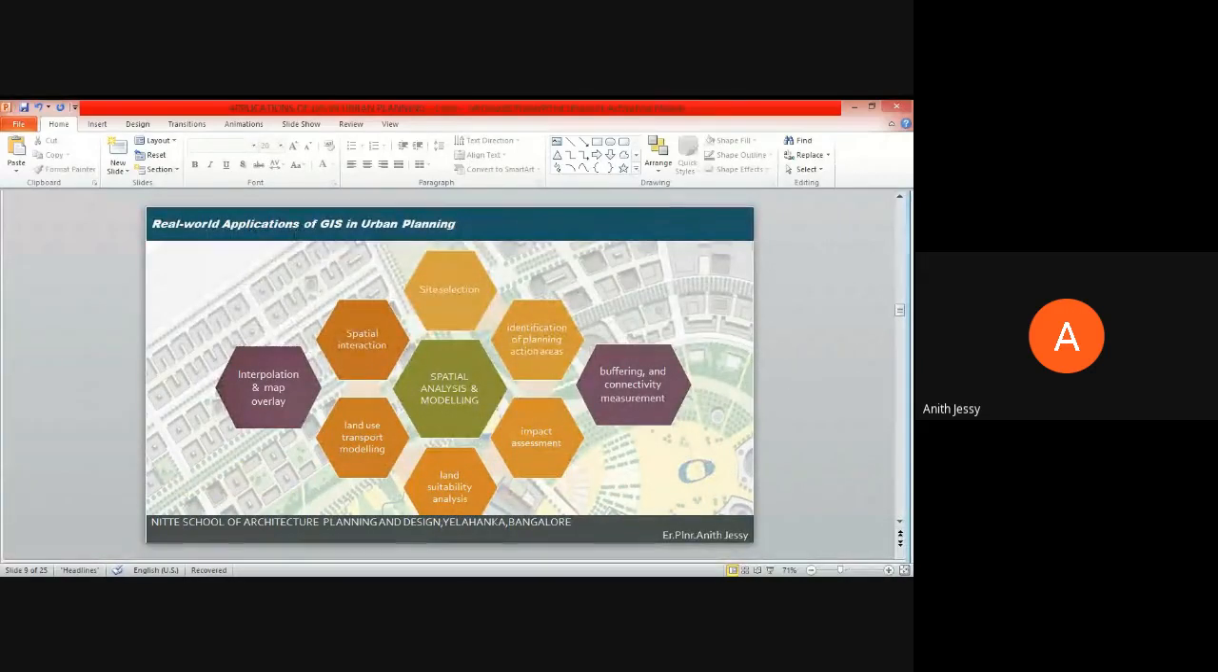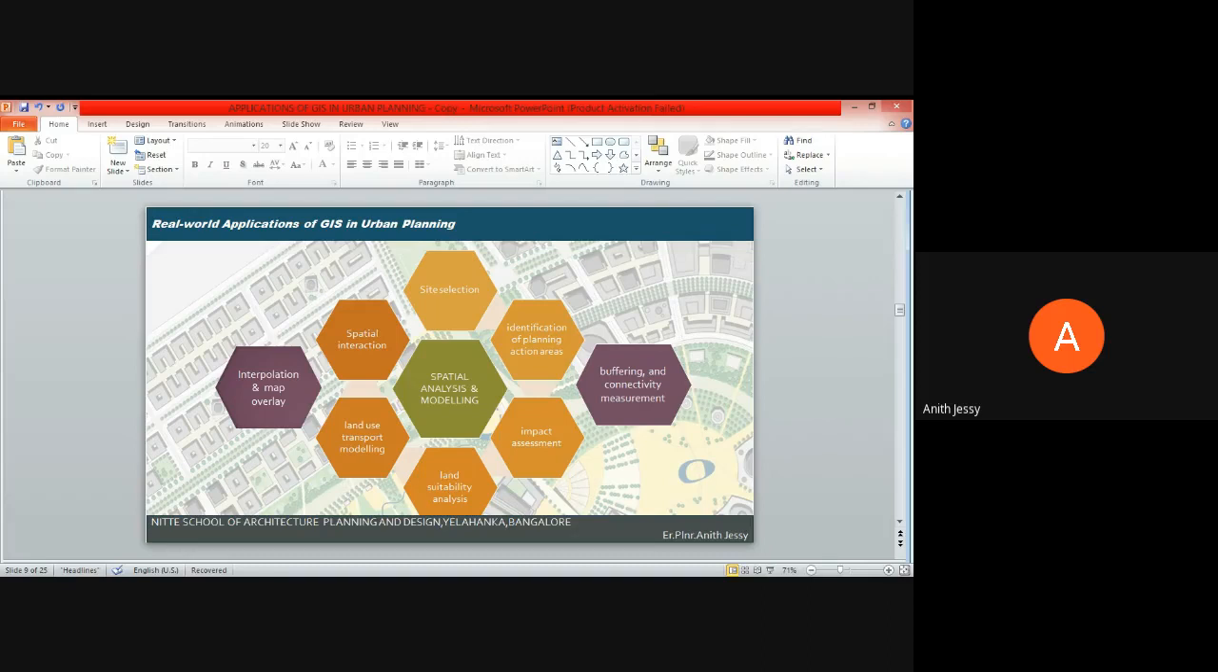When we talk about the applications of GIS in the development process, basically in urban planning, the words we use are spatial analysis and spatial modeling. We use them in different categories, right from site selection, in order to identify the areas for planning or a development plan and understand their interaction with another community, to land use transport modeling, impact assessment, and, as I already told you, land suitability analysis to find out whether the land is suitable for the particular proposal that we are giving.